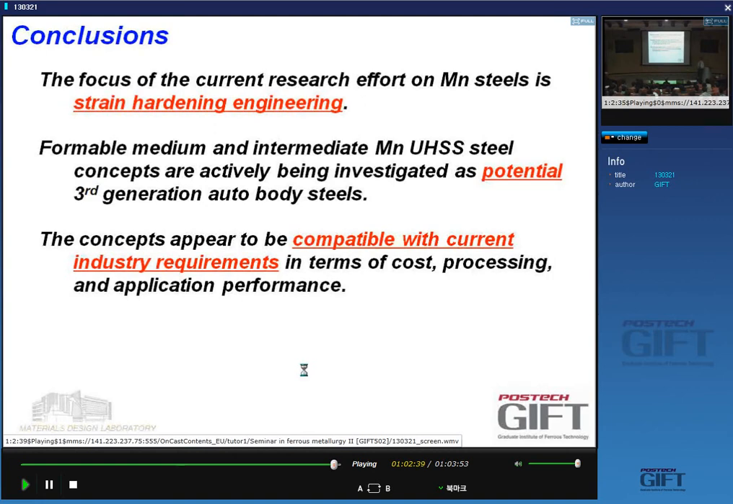Nowadays, you have to see the research effort on the high manganese steels and lower manganese steels in the framework of strain hardening engineering, and I've shown you that there are many of the concepts we at MDL work on and concepts that other people on campus, or in the industry work on, are actively being investigated. And all of them actually have a good potential, a good chance at being third generation auto body steel in the future. One important thing, a message also I hope through, is that any concept that will be successful will be the one that's compatible with current industry limitations and requirements. And that is not the steel industry only, but also the automotive industry.